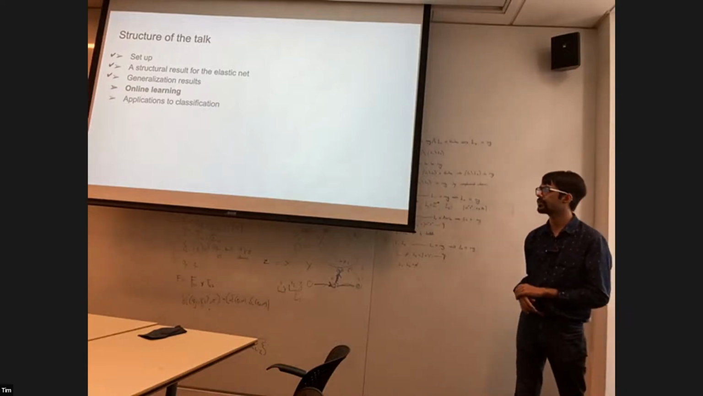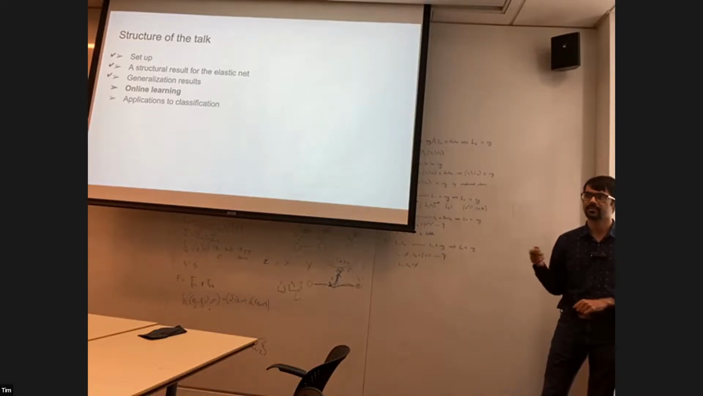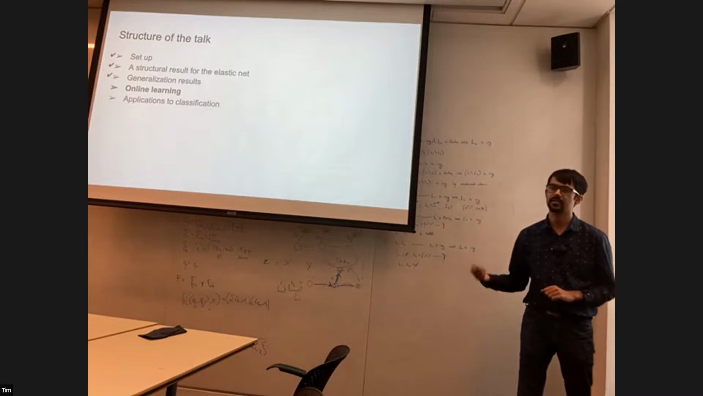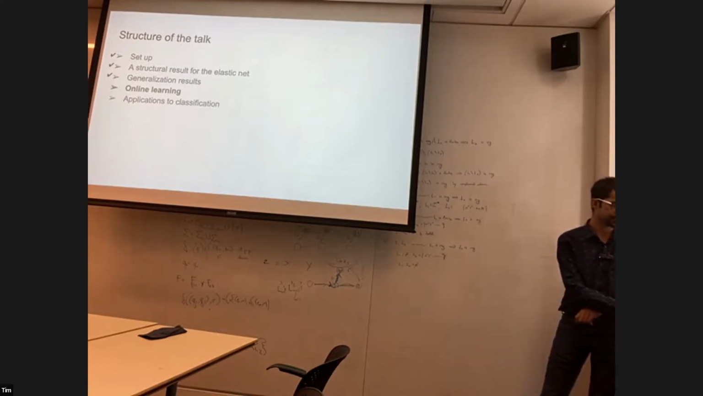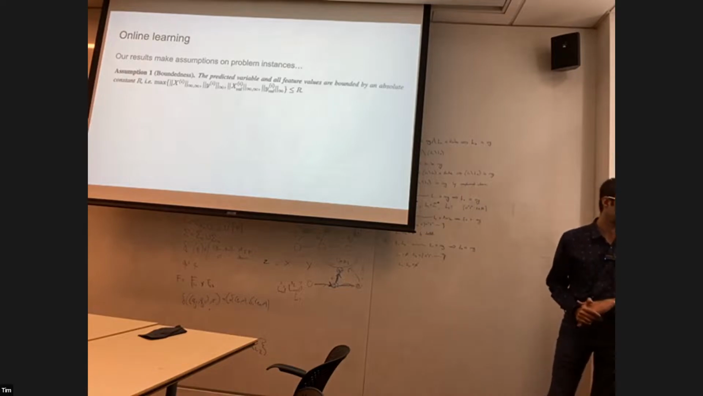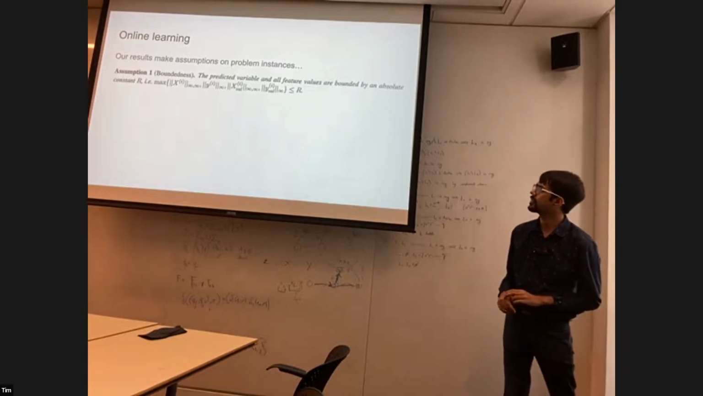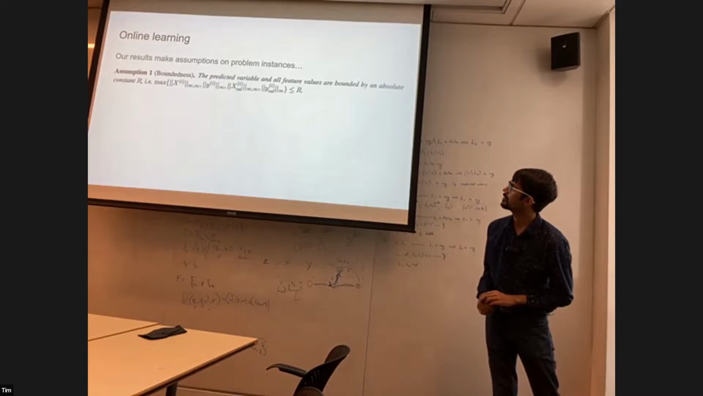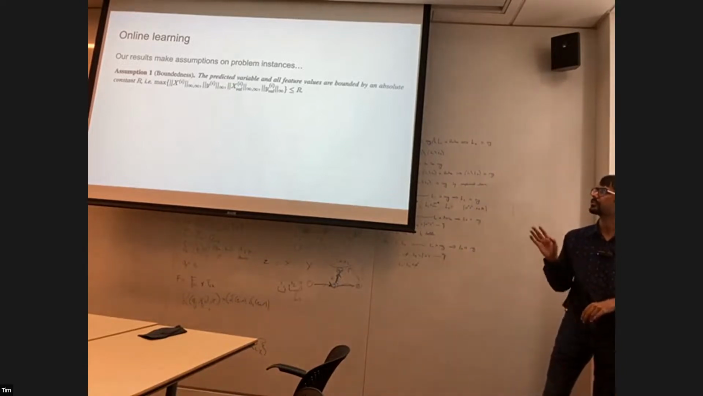We also have some online learning results, essentially the setting where you remember you had these T rounds, and in each round you see a new data set and you're trying to predict what value of the regularization coefficients to use. For the online learning results, we'll need a couple of simple assumptions. First is boundedness: all the feature values x and y values are bounded by some large constant.